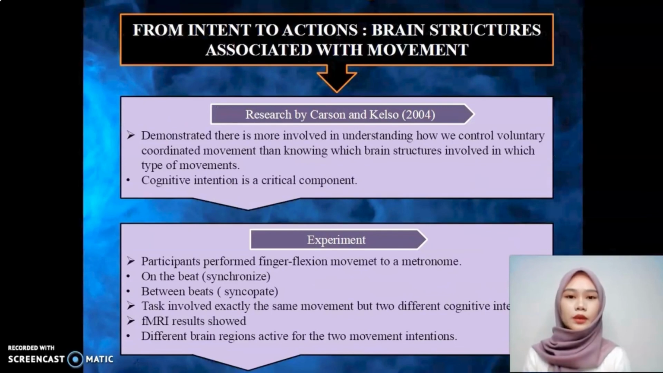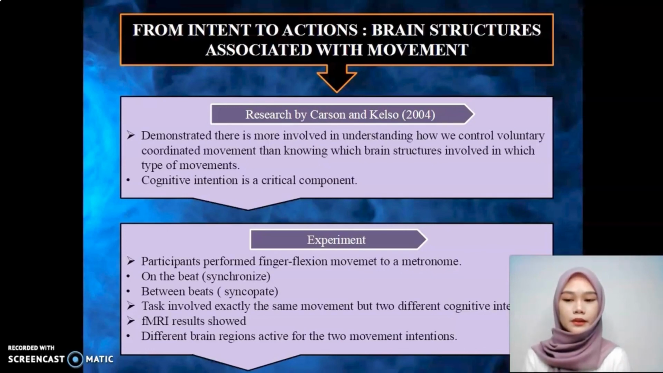From intent to actions for brain structures associated with movement. Research by Carlson and Kelso in 2004 demonstrated there is more involved in understanding how we control voluntary coordinated movement than knowing which brain structures are involved in which type of movements. Cognitive intention is a critical component.